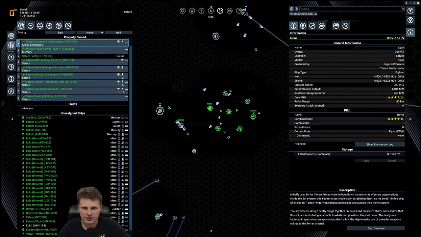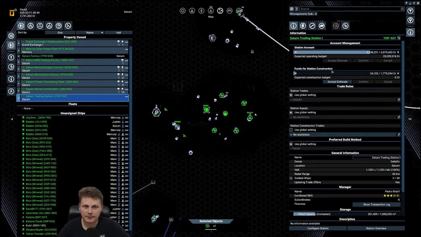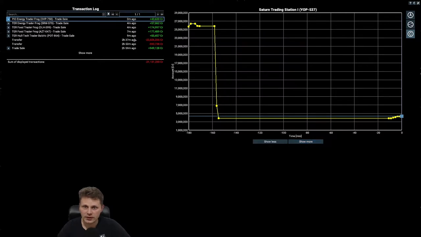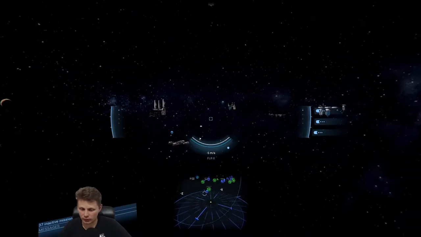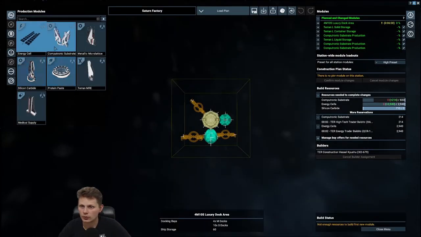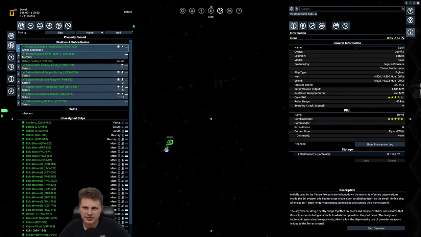Let's talk about the factories that I've built. We all know the trading station. It is doing well. A reason for it is I took out about 22 million in order to start building the factory over here, which will produce Computronic Substrate. And I think we can actually help the Terran Protectorate quite a bit. Now, that will go over time. All of my factories have been set up.